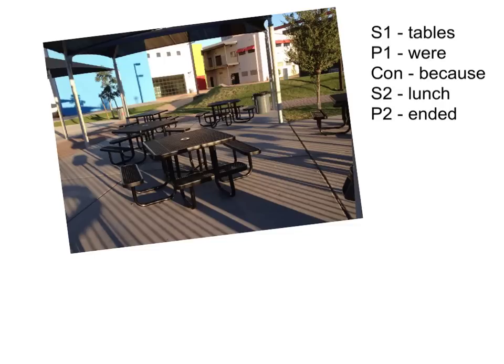Here is another photo. We'll use this photo for the next complex sentence we write together. What I'm going to do is give you the subject 1, the predicate 1, the conjunction, the subject 2, and the predicate 2. And I'd like you to try to write the sentence on your own. So here we go. Think about these subjects, conjunctions, and predicates, and think about how you would form a good complex sentence. Subject 1, tables. Predicate 1, were. Conjunction, because. Subject 2, lunch. And predicate 2, ended. Pause the video and think about how you would write the sentence.